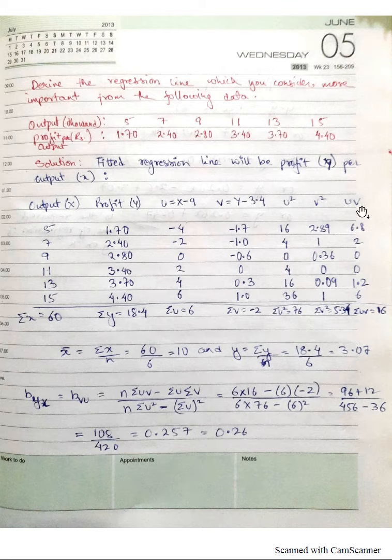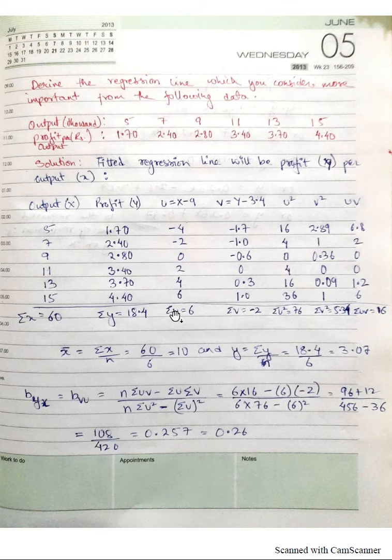Now we find uv. What is uv? This into this gives us the uv. So minus 4 into minus 1.7 gives us 6.8. Minus 2 into minus 1 gives us 2. 0 into minus 0.6, 0. 2 into 0 again, 0. 4 into 0.3, 1.2, and 6 into 1 is equal to 6. We add all this together, we get summation uv is equal to 16.